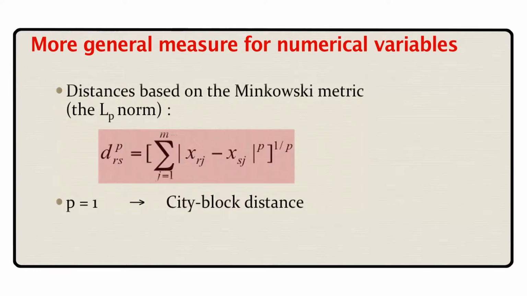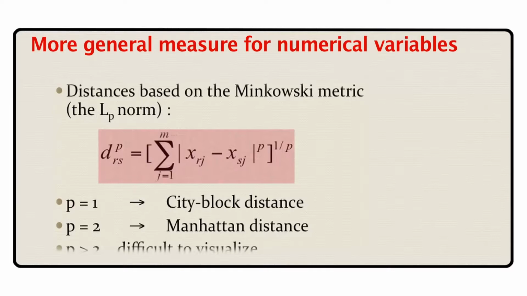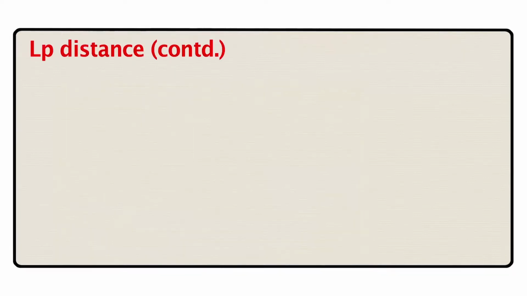As you can very readily see, if p is equal to 1, we go back to the city block distance. Whereas if p is equal to 2, we have the Euclidean distance. So the city block and the Euclidean distances come out as special cases. However, visualizing something for p greater than 2 is somewhat difficult, except for a very special case.